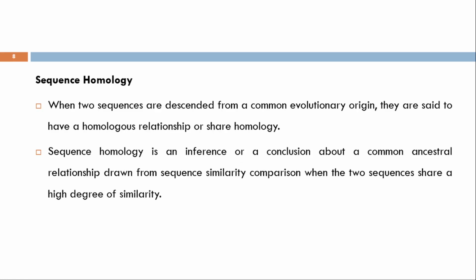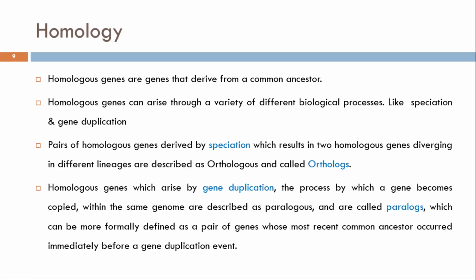So sequence analysis, sequence homology. So when two sequences are descended from a common evolutionary origin, they are said to have a homologous relationship or say homology. So sequence homology is an inference or conclusion about a common ancestral relationship drawn from sequence similarity comparison when the two sequences share a high degree of similarity, as we have already discussed.